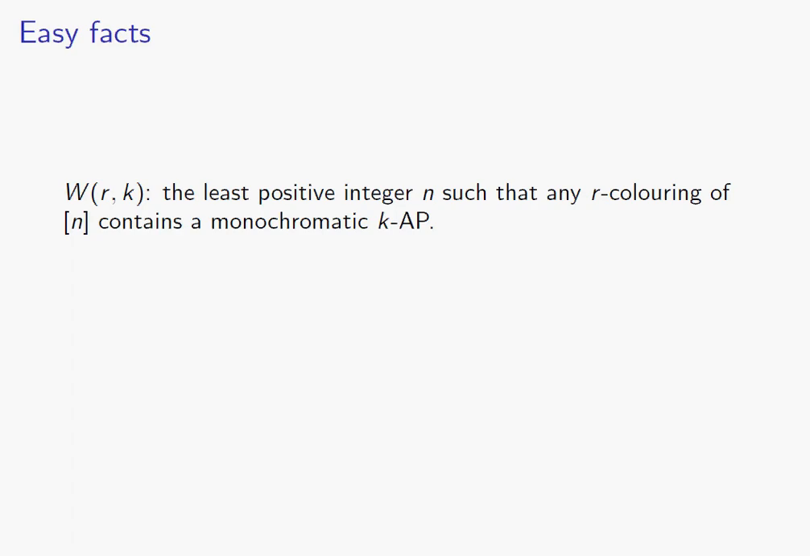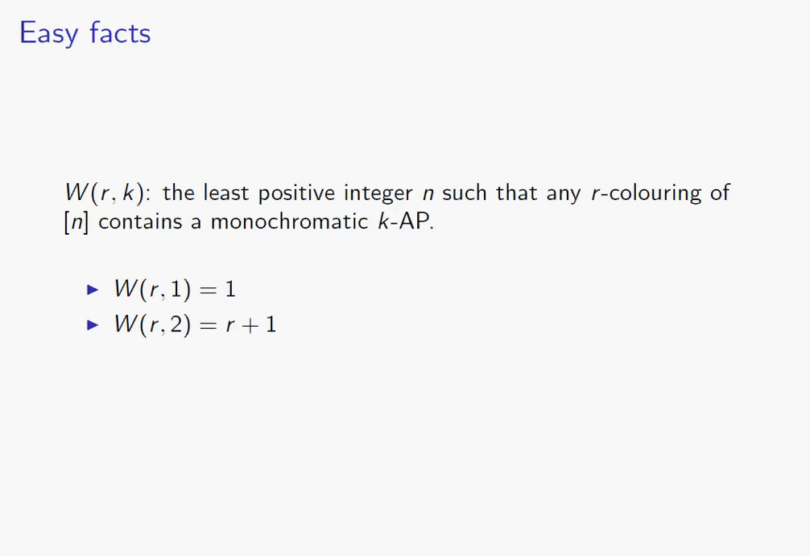Okay, let's look at some easy facts. I've kept the definition of w of r comma k here for reference. First, very trivial fact, w of r comma 1 is equal to 1. Well, of course, if we just have one element, then no matter how we paint it, we have a one-term arithmetic progression of that color.